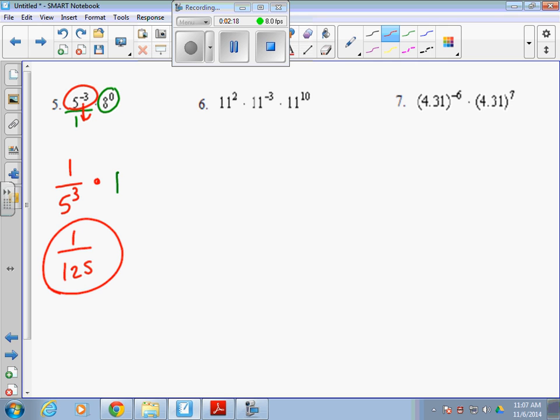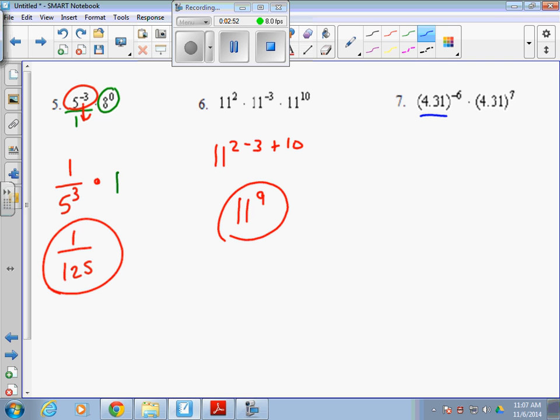Number 6, all have the same base, 11, 11, and 11. Remember, when you're multiplying bases, you add exponents. 11 to the 2 plus a negative 3 is the same thing as minus 3, so you don't have to write it as plus or negative. Just write it as minus, plus 10. So 11, 2 minus 3 is negative 1, plus 10 is going to be 9, and we're going to leave it just like this, to the 9th power. If you do 11 times itself 9 times, you get a great big number.